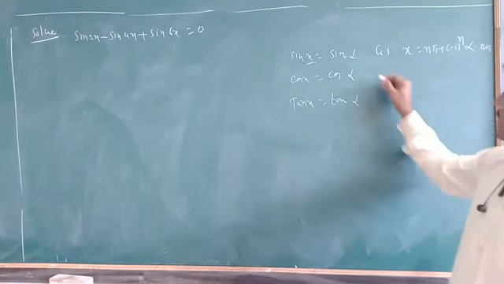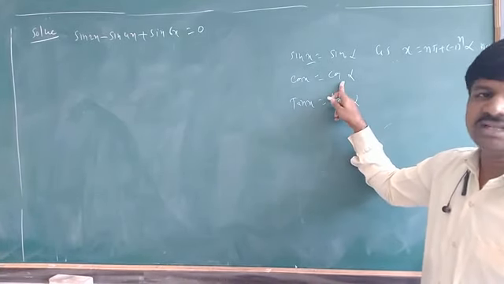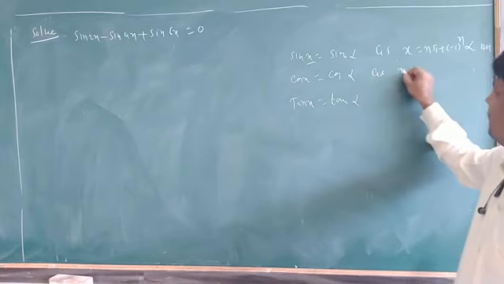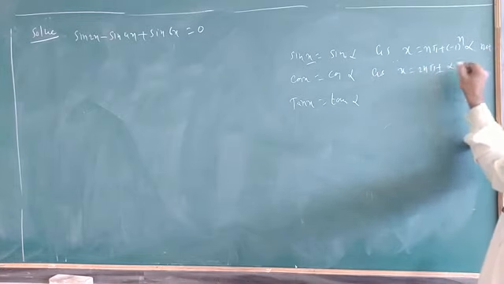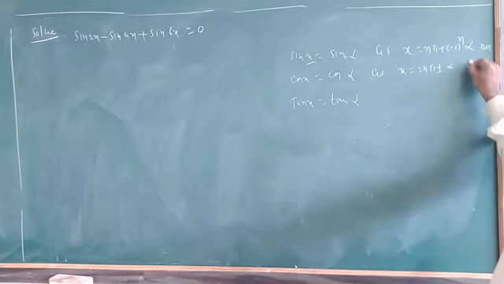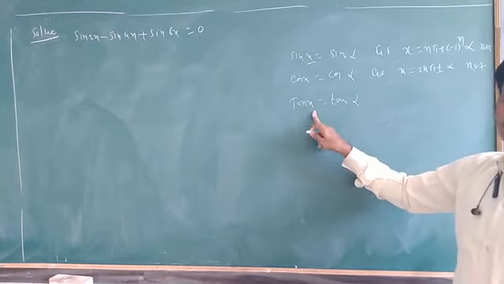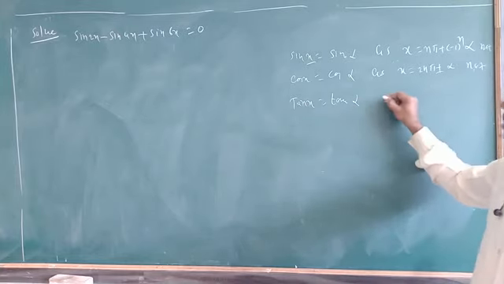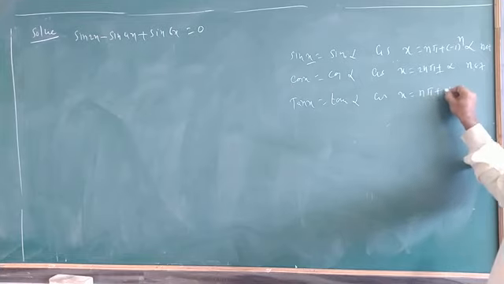Clear? Suppose cos x is equal to cos alpha. Then what is the general solution? x is equal to 2n pi plus or minus alpha, n belongs to Z. Next, tan x is equal to tan alpha. What is the general solution? x is equal to n pi plus alpha.